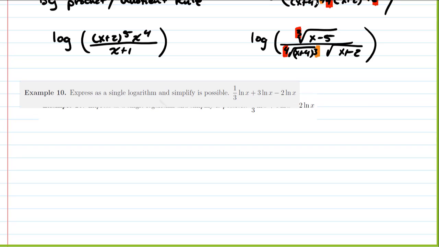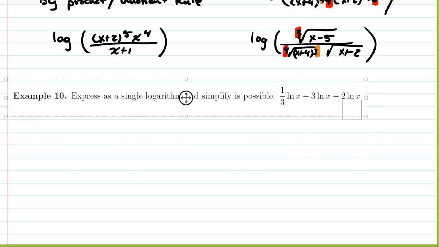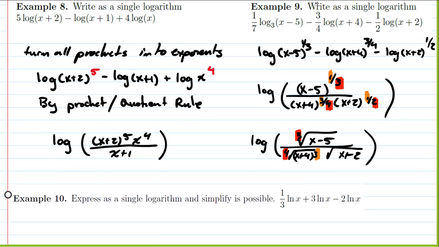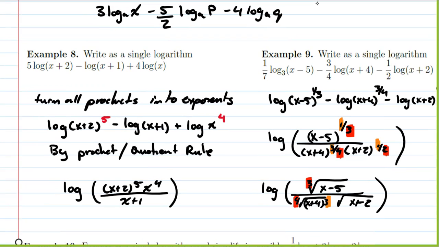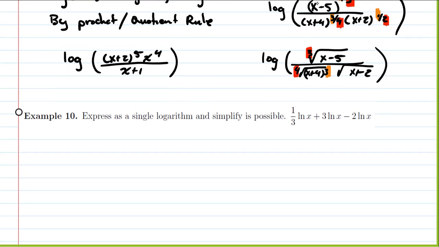So we take a look at example 10, and you're like, okay, it's more of the same, right? We've got 1/3 natural log x plus 3 natural log x minus 2 natural log x. So you're like, okay, I've got some positives and some negatives. I'm going to do the same thing and put all my exponents up. Sure, so let's do that.